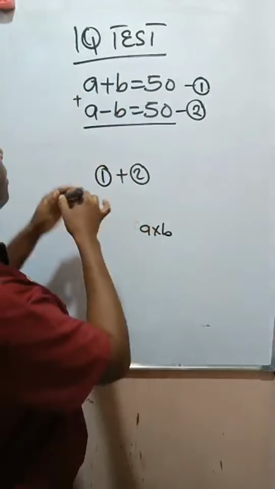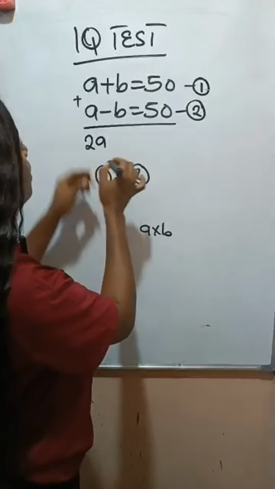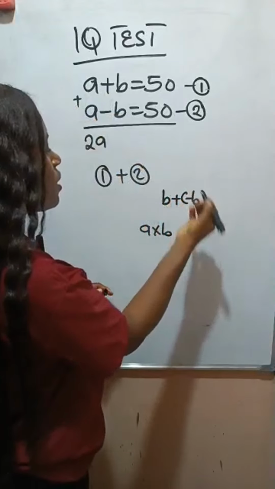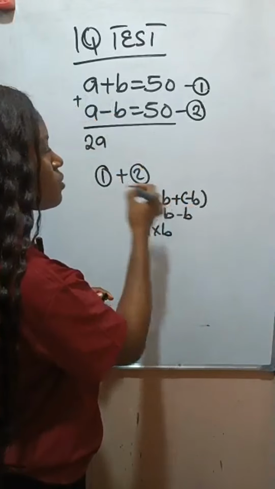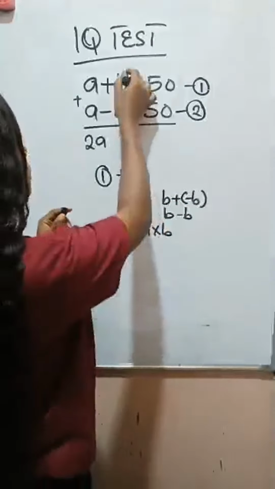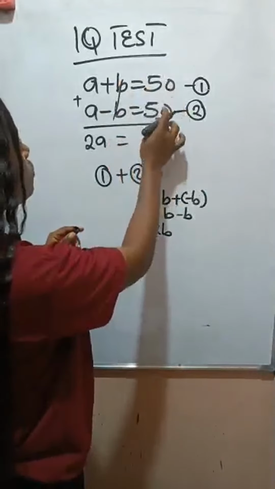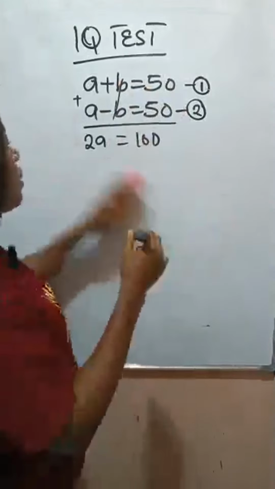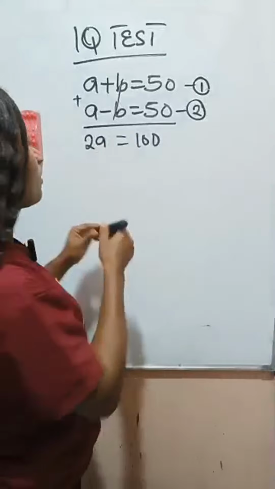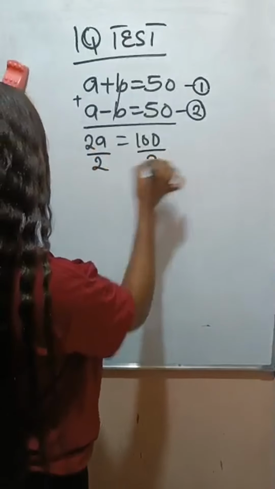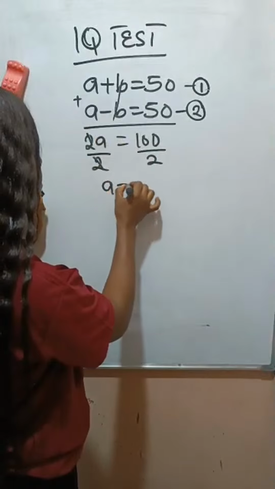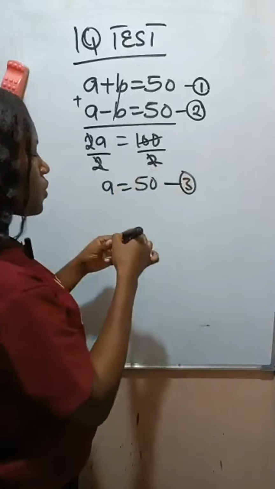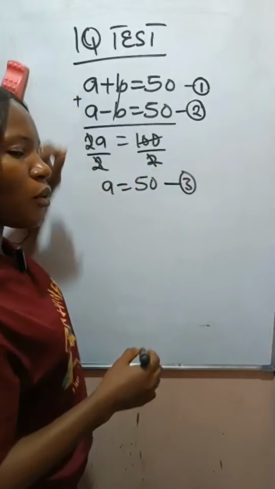Now, a plus a is 2a. Then b plus minus b is the same thing as b plus times minus, which is minus, so I'll have 0. Now, to get the value of a, we divide both sides by 2, and we will have that a is equal to 50. We call this equation 3. You can see that you have gotten one of the unknowns.